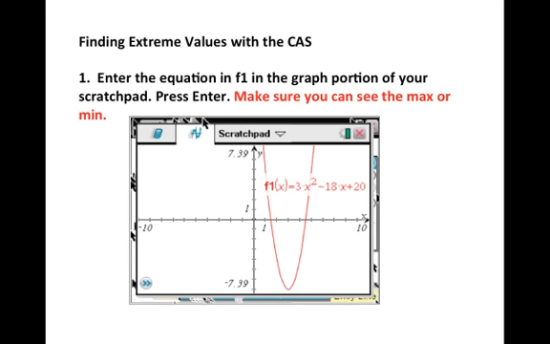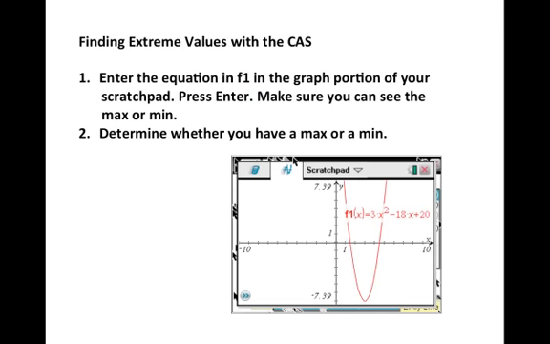I can see that I would have a minimum value because it does look like a smile or like a valley. And so the minimum is going to be at the bottom of the valley. So I determined whether I have a max or a min. I have a minimum in this case.